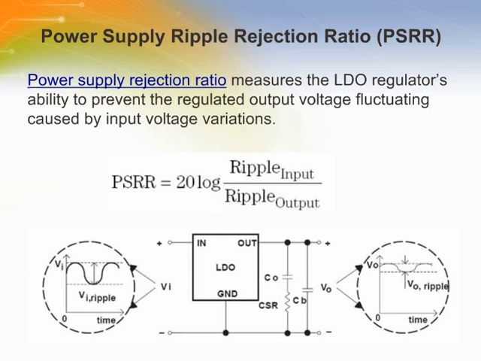To improve AC performance, such as power supply rejection ratio, output noise, and transient response, it is recommended that the board be designed with separate ground planes for VIN and VOUT, with the ground planes connected only at the ground pin of the device.